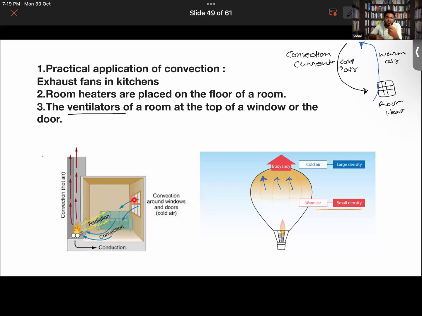And also windows, you will never place windows in the top side of the room. Basically it will be placed in the middle of the wall, so that cold air can actually move inside the room. And why ventilators? Warm air will move outside of the room, thereby keeping the temperature of the room in a normal range. Getting it now, guys? Yes, sir.